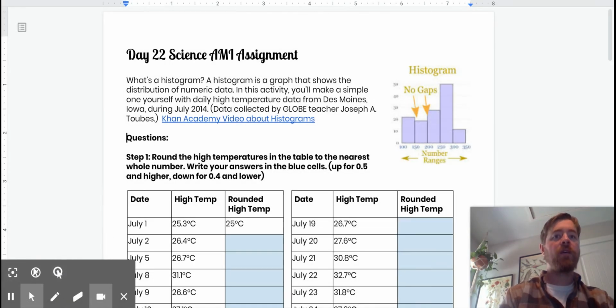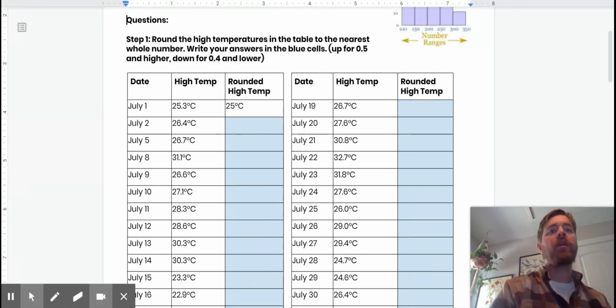So part one, step one, you're going to round the high temperatures in the table to the nearest whole number. So no decimal. Write your answers in the blue cells. So remember, when we round, if we're rounding to the whole number, then we look to the tenths place. If it's a 0.5, 0.6, 0.7, 0.8, 0.9, we round up to the next whole number. If it's less than that, 0.4, 0.3, 0.2, 0.1, then we round down to that whole number.